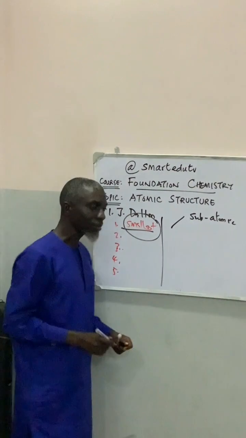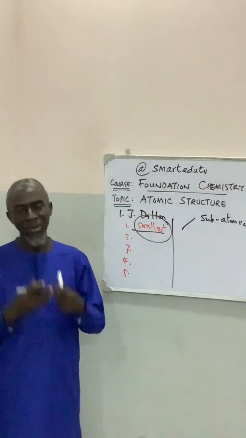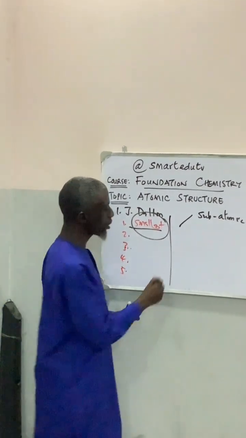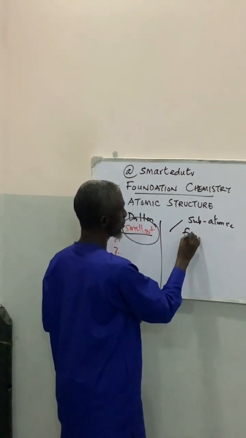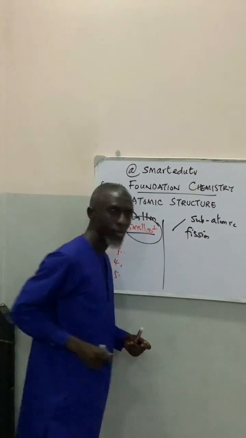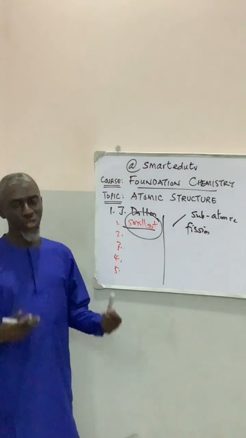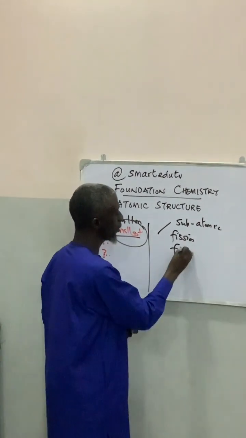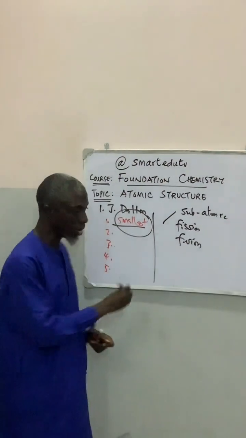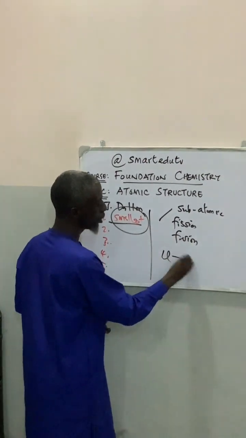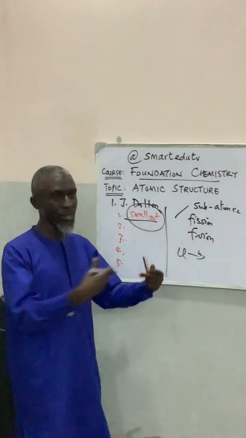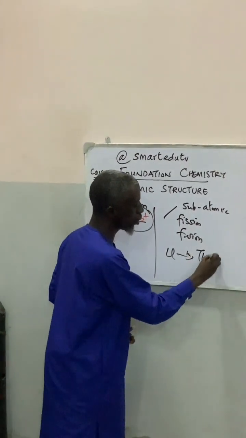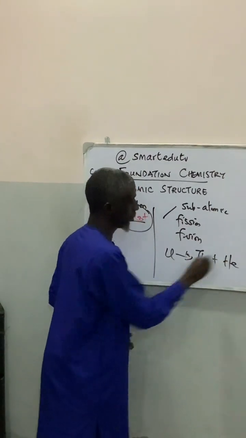Number two, atoms can be destroyed in processes we call nuclear fission. Likewise, atoms can be created in processes we call nuclear fission. For example, let's look at uranium. Uranium can be split into two, which is thorium and helium.